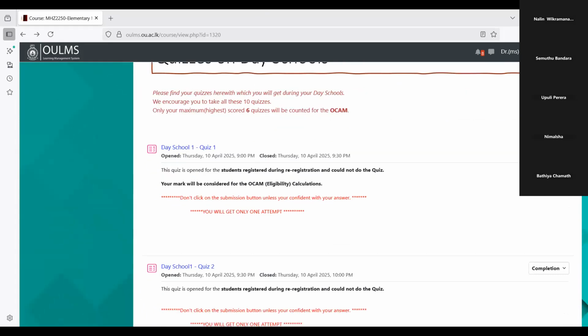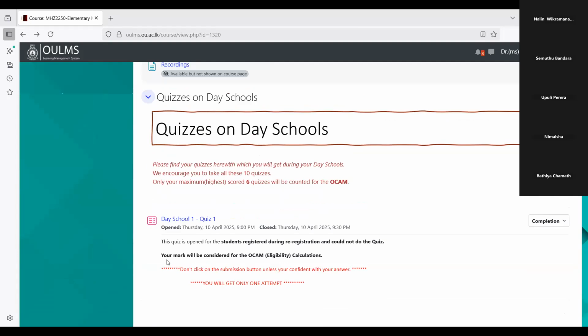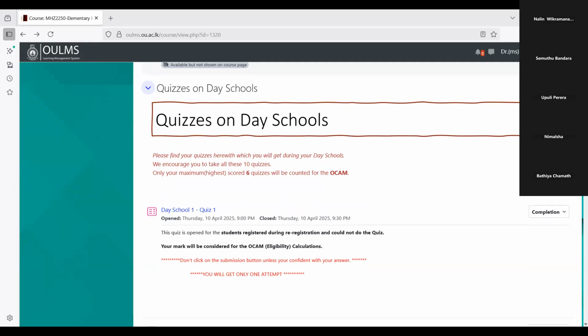These are the quizzes on day schools. Under this, there are some quizzes. So these quizzes are given at a certain time that is allocated. So these quizzes are marked, and these will be given marks.